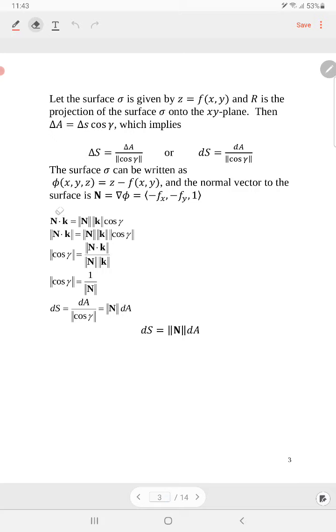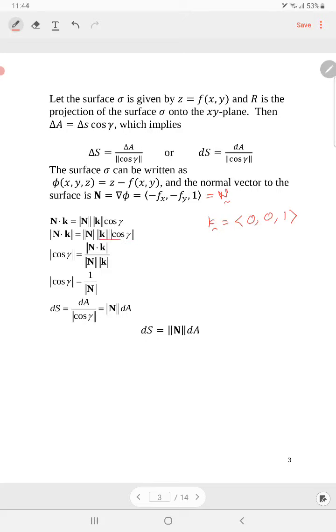Now, we know the dot product of two vectors, N dot k. Here, this is our N, and our k, written using the pointy bracket, is 0i plus 0j plus 1k. From the definition of the dot product, N dot k is equal to the magnitude of N times the magnitude of k times cos gamma. And if you take the magnitude of that, then you have to take the magnitude of cos gamma as well.